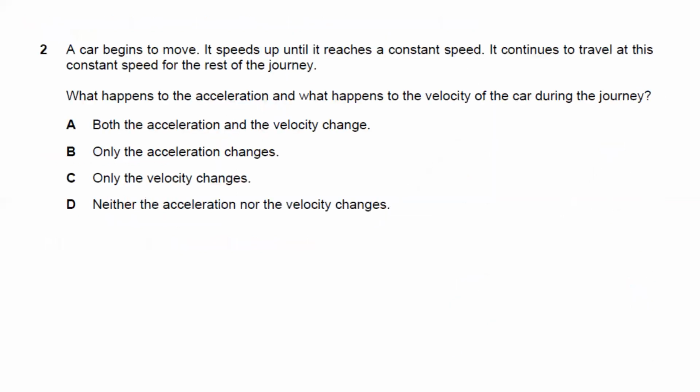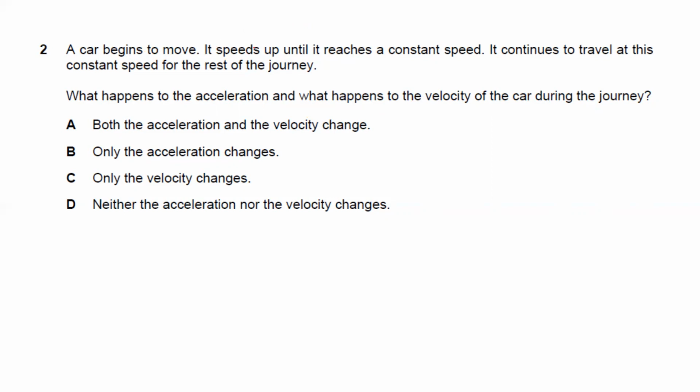Next question, question number 2. It says a car begins to move. It speeds up until it reaches a constant speed. It continues its travel at this constant speed for the rest of its journey. What happens to the acceleration and what happens to the velocity of the car during the journey? First of all, we know that the car begins to move. It means that initially it might be at rest and it starts to move till the time it reaches constant speed and stays there.